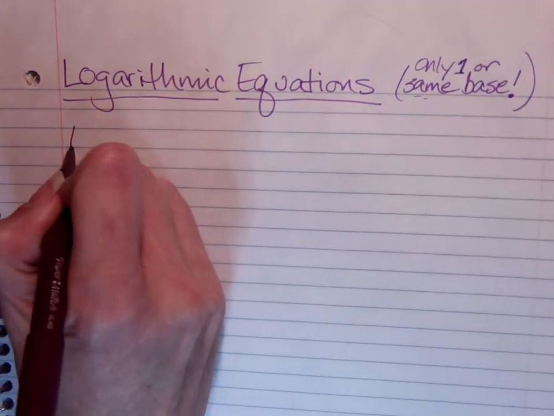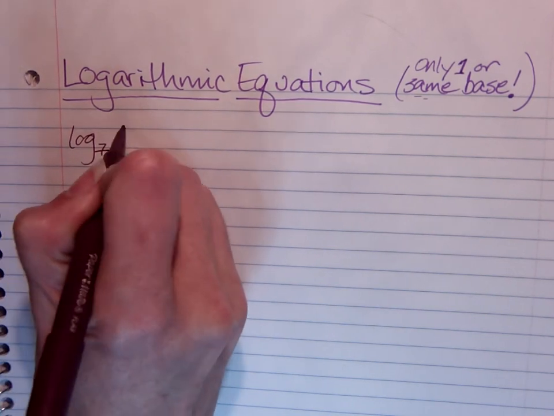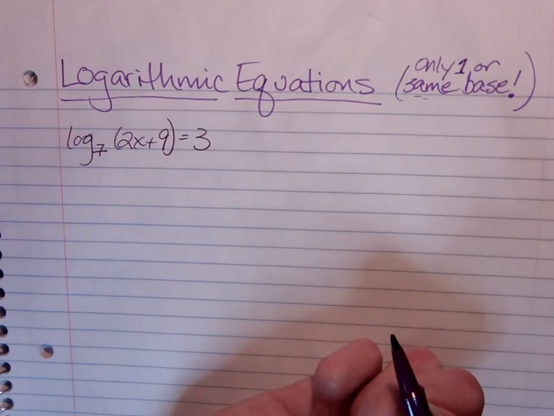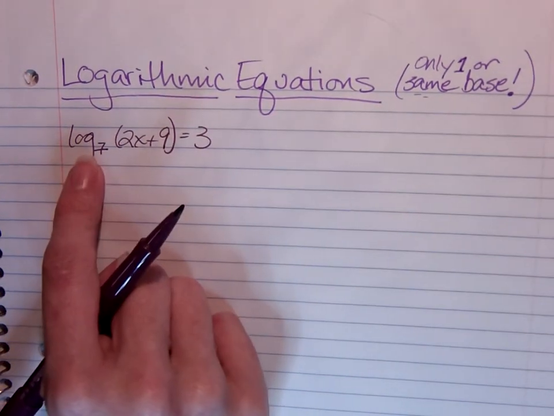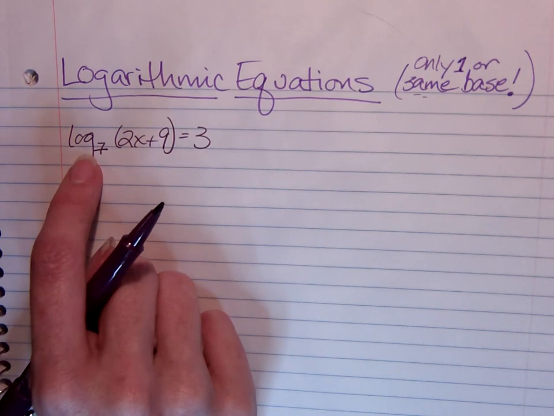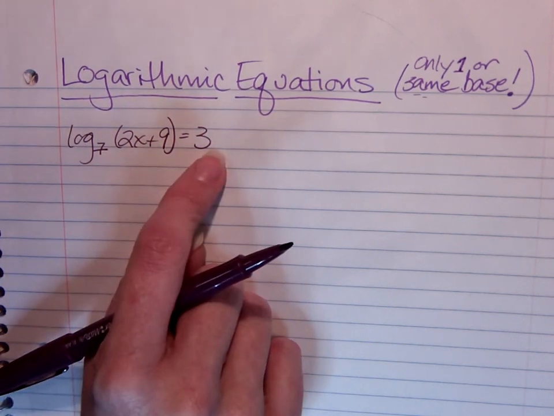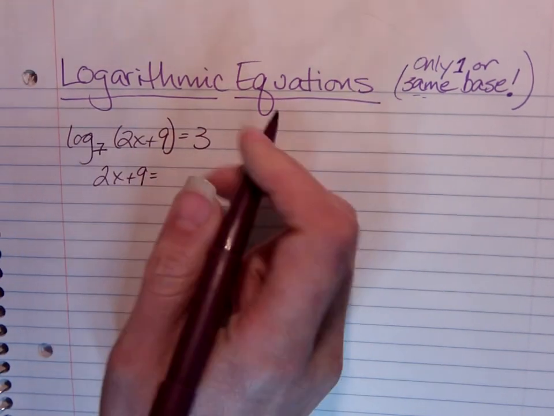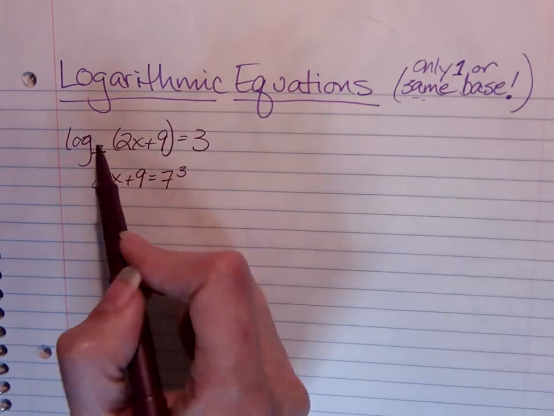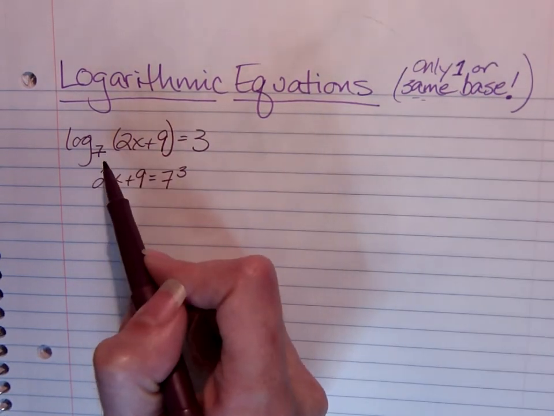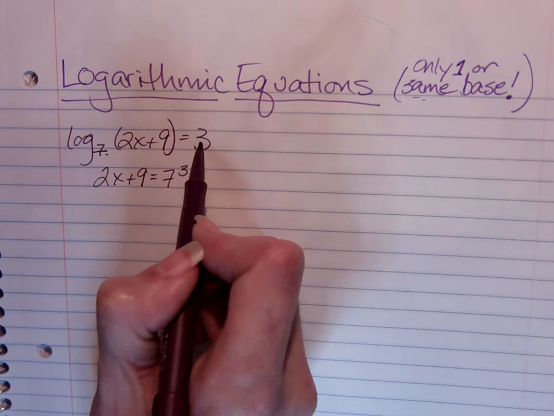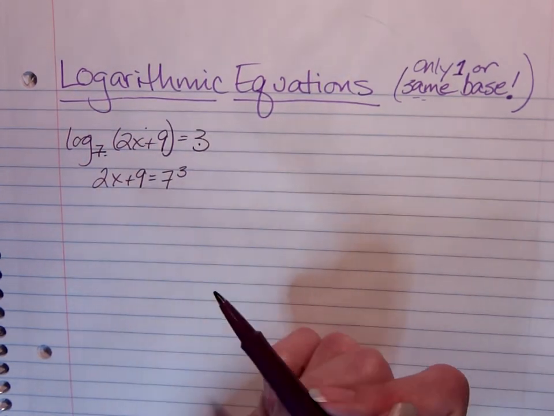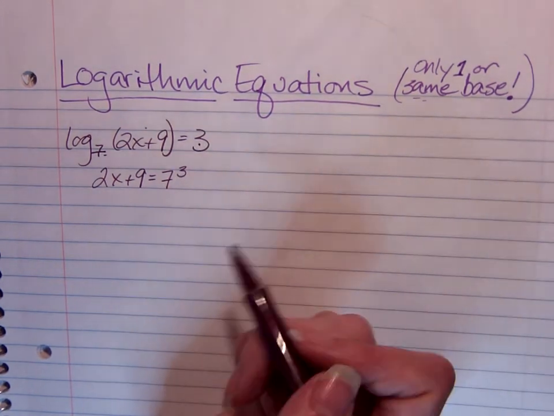Our first example we're going to look at is log base 7 of 2x plus 9 equals 3. So here's that first case. There's only one log. Since there's only one logarithm, we're going to convert it out of log form into exponential form. 2x plus 9 is equal to 7 to the third power. Because remember from our work so far, 7 raised to the third power equals whatever this number is right here. Well, at this point, we just start cranking.